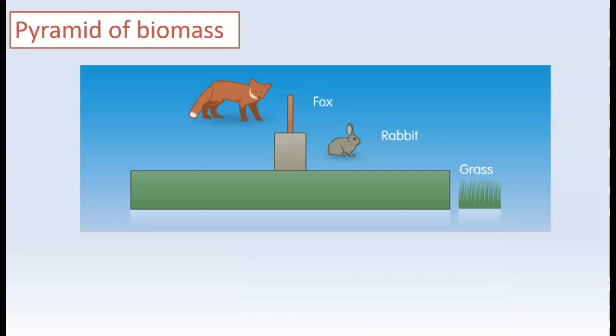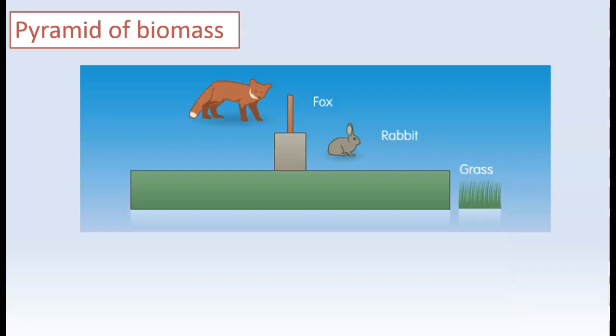So I've got here a pyramid of biomass. We looked at these in the last lesson. So at the very bottom, remember, we have the producer. So I've got the grass, and then we've got the rabbit, which eats the grass, and we've got the fox at the top, which eats the rabbit. So remember, these are our trophic levels. First trophic level grass, second trophic level rabbit, third trophic level fox.